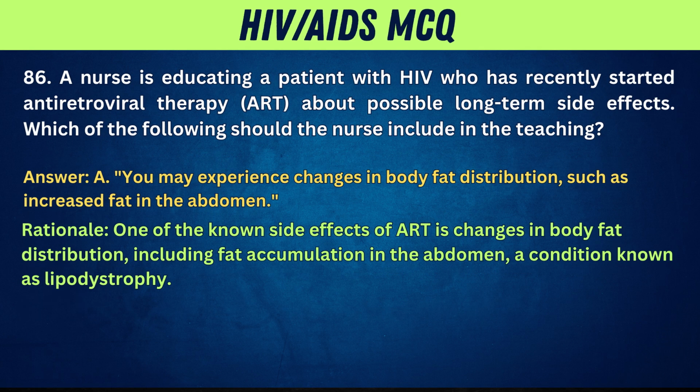Answer. A. You may experience changes in body fat distribution, such as increased fat in the abdomen. Rationale. One of the known side effects of ART is changes in body fat distribution, including fat accumulation in the abdomen, a condition known as lipodystrophy.